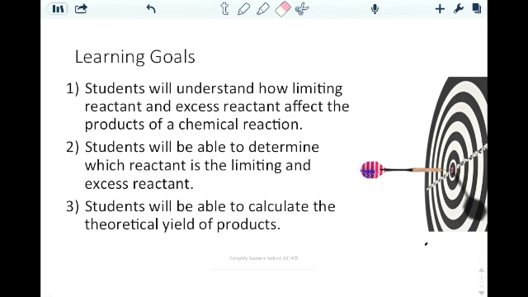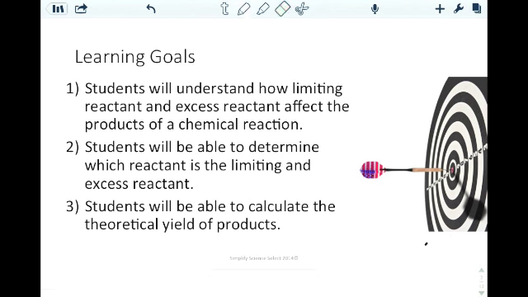So let's look at our learning goals. Number one, students will understand how limiting reactants and excess reactants affect the product of a chemical reaction. Students will be able to determine which reactant is the limiting and which is the excess reactant. And then students will be able to calculate the theoretical yield of the product.